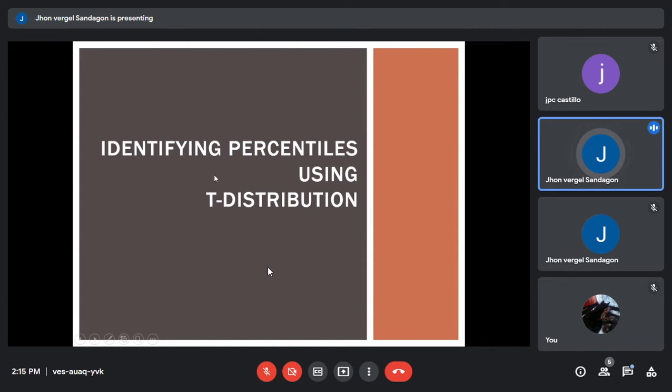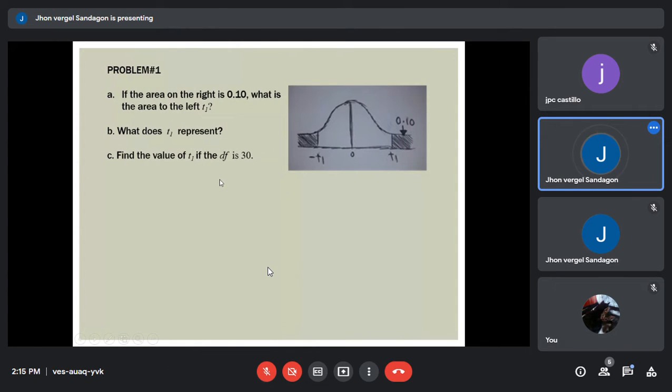Welcome to another tutorial video. For today, we're going to discuss identifying percentiles using the t-distribution table. So, let's begin. Problem 1. If the area on the right is 0.10, what is the area to the left of T1? What does T1 represent? Find the value of T1, the degree of freedom, 30.